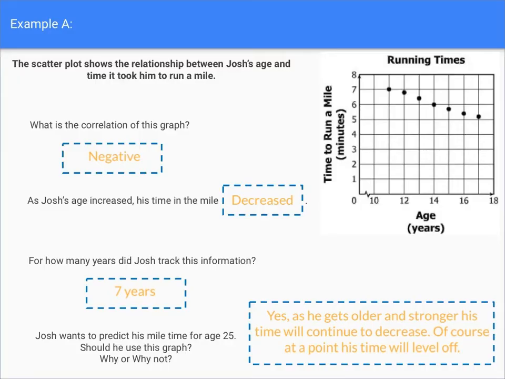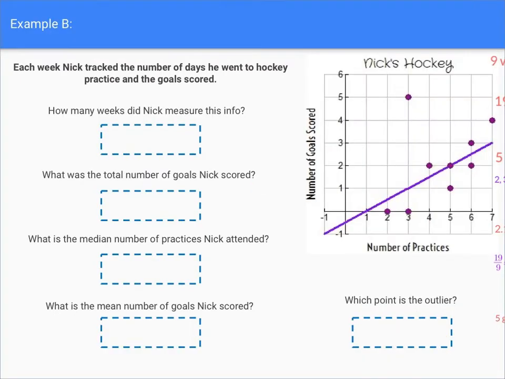Now let's take a look at example B. So here we have Nick and his hockey practices and the goals he scored. So each week, Nick tracked the number of days he went to hockey practice and the goals he scored. So we're going to answer the questions that we have based on the graph that we're given. So how many weeks did Nick measure this info? So we're going to count the number of dots that we have there, 1, 2, 3, 4, 5, 6, 7, 8, 9. So he tracked this information for 9 weeks.